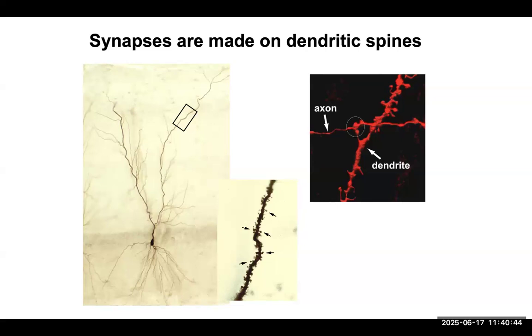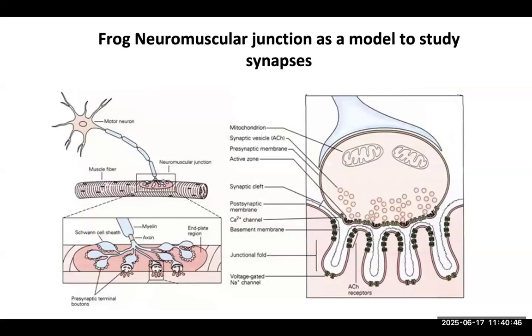And then the other one is the frog neuromuscular junction that people use to study synapses. So the frog neuromuscular junction cartoon looks like this. It has these villi, which is where you have the postsynaptic receptors. In this case, these are acetylcholine receptors.